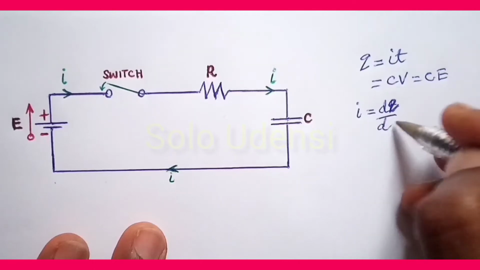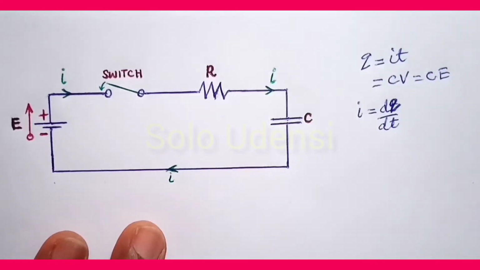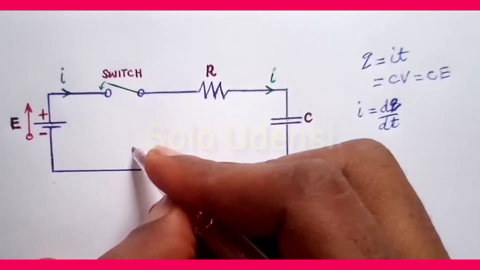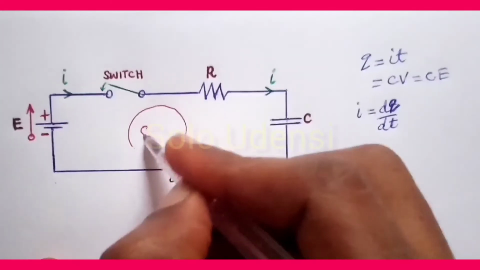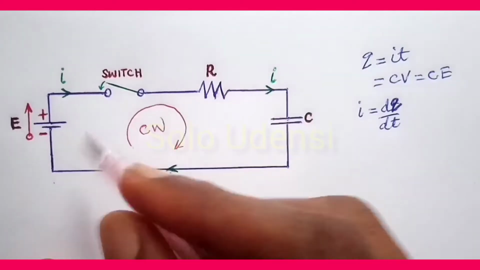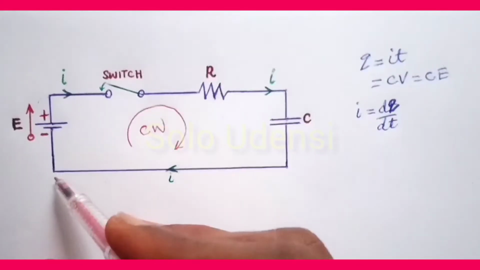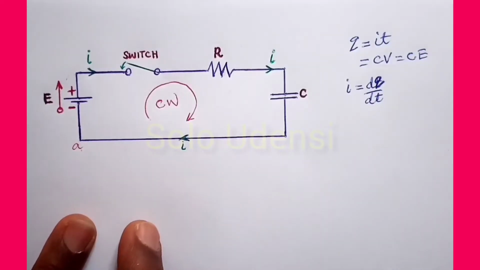over change in time, dq over dt. So if we traverse this circuit in a clockwise manner, whereas we move from here to this point and come back to this point. Let's say here is A.